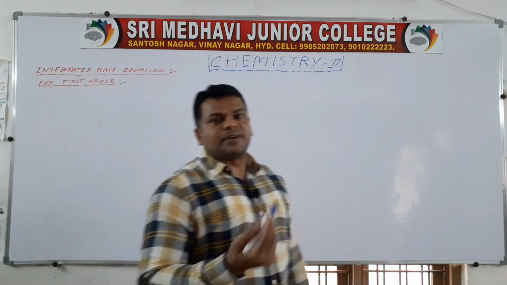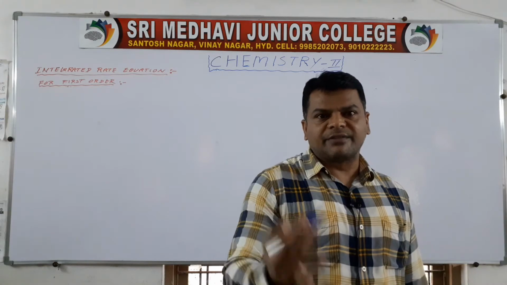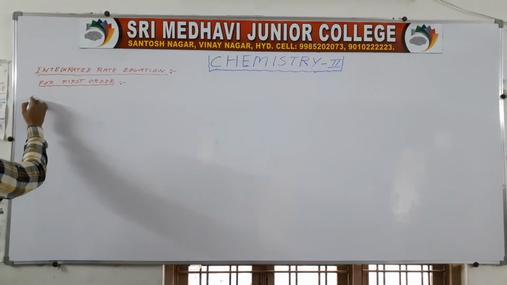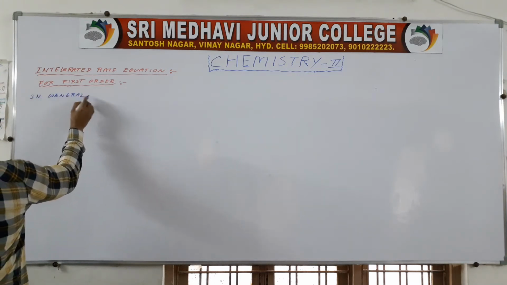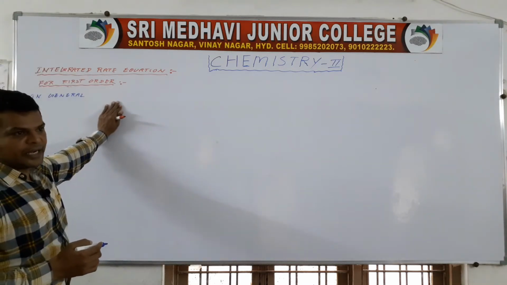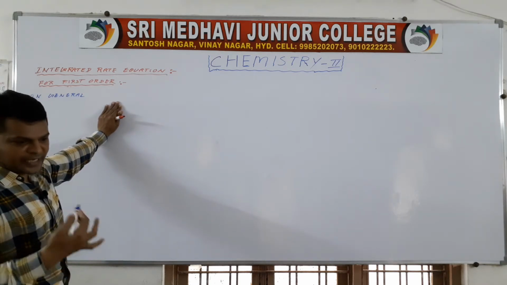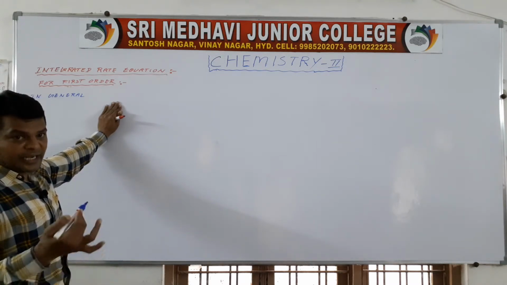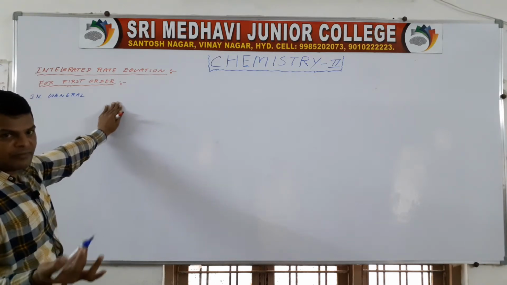See, in general, what is a first order reaction? A reaction whose concentration coefficient is equal to 1 is nothing but a first order reaction. In general, the sum of the concentration coefficients of the reactants in the rate equation is 1, and that is called a first order reaction.